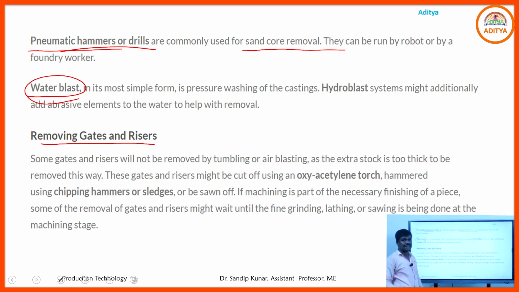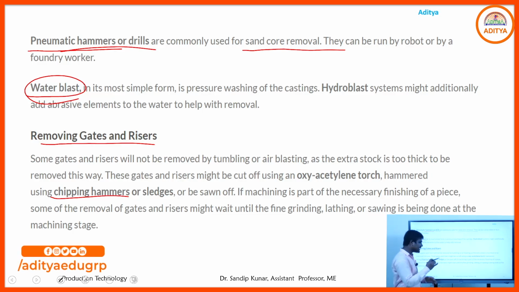Next, removing the gates and risers. Sometimes gates and risers stay attached to the final product. For removing them, sometimes we use a chipping hammer or sledge, and sometimes we use an oxyacetylene torch for removal of those extra gates and risers and some other parts.